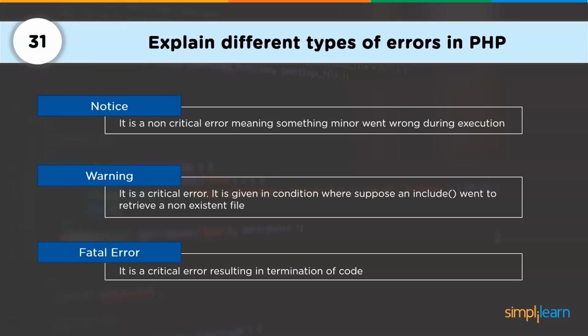As we discussed in the try and catch part of the question, if an exception is thrown and we do not have a catch block for it, it will display a fatal error, which will result in termination of the code.